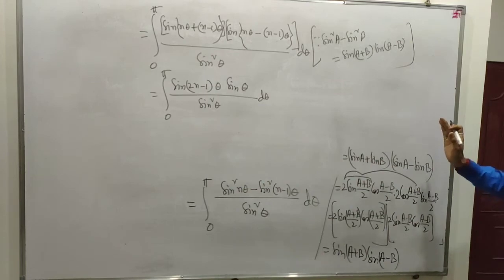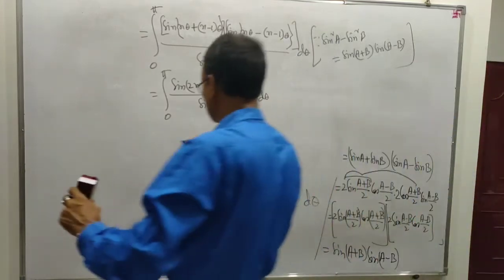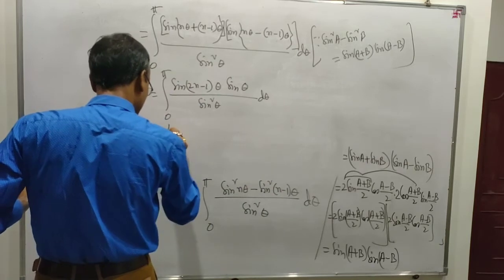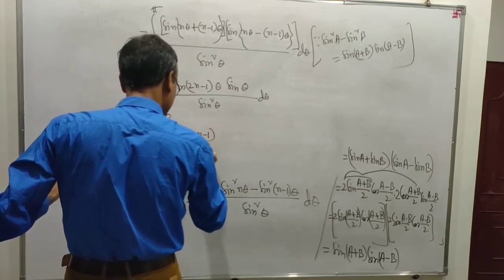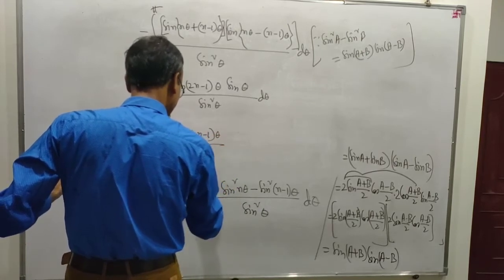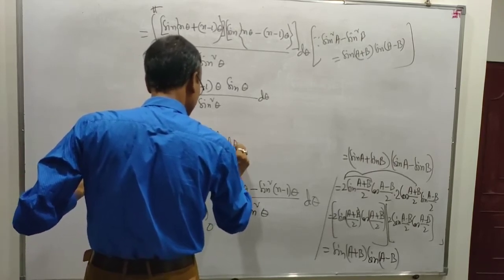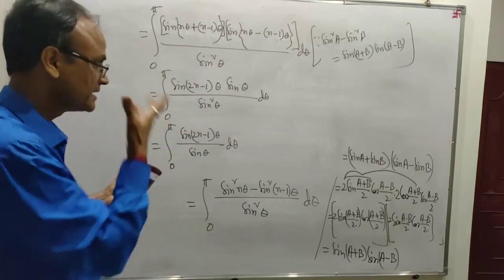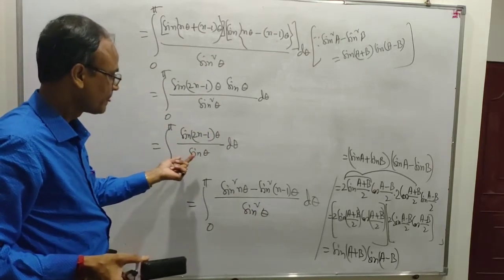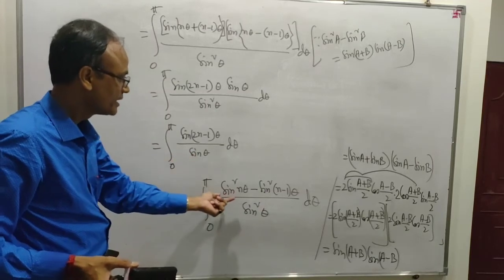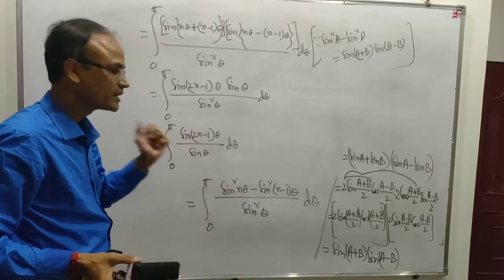Let me give you the sums to write down. This is equal to integral 0 to pi sin(twice n minus 1 theta) divided by sin theta d theta. You know, from this relation we have got this one.